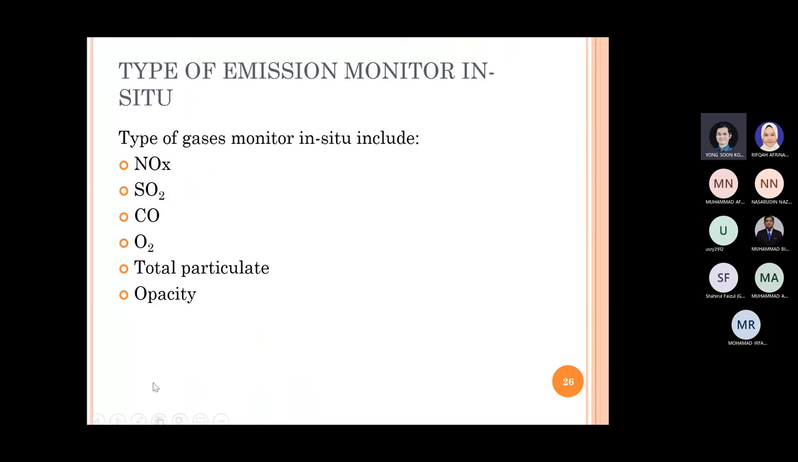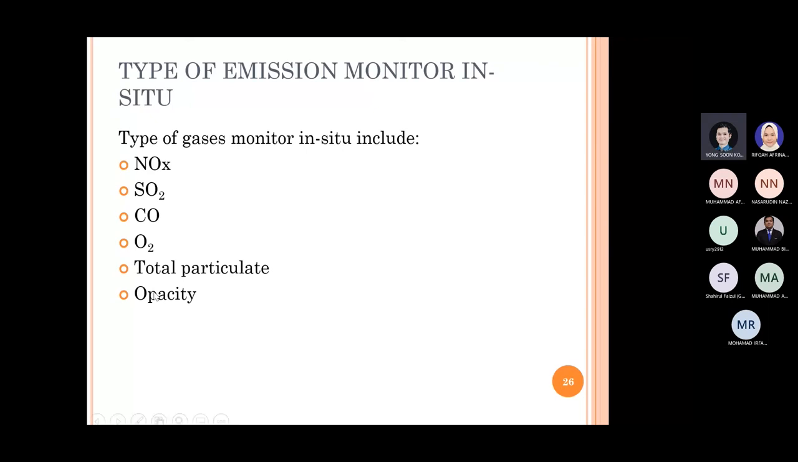Surprisingly, here you also measure oxygen. Because, as I told you guys, if you have more oxygen inside the stack, that means it may alter the composition of other pollutants inside the emission. So it needs to be known also. The other one is total particulate. This one measures the particulate emitted by the chimney. It is very similar to the one that we learned last week, the PM, particulate matter, total suspended particulate or whatnot. Now opacity is the one that looks at how opaque the emission is.